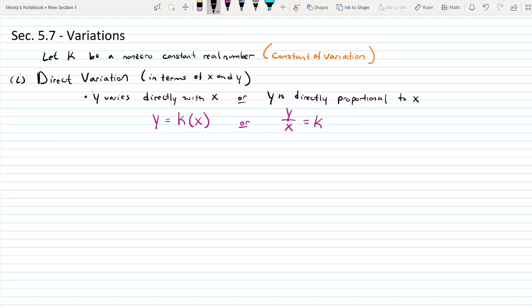Before we go on to the second type of variation, I want to point out something that I think everyone has worked with that will hopefully describe this constant of variation k.